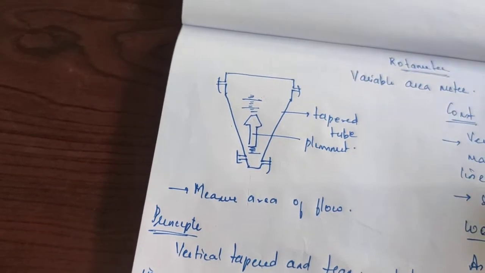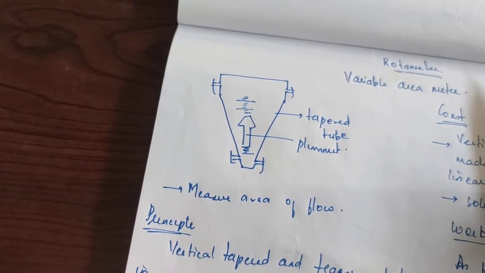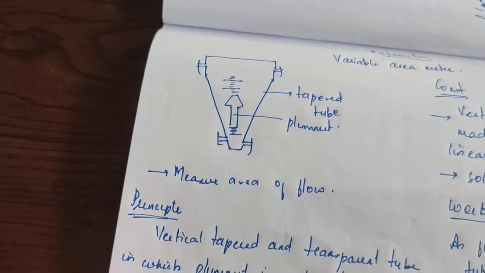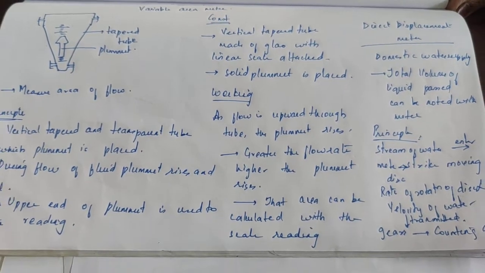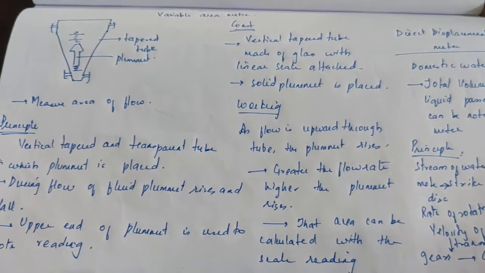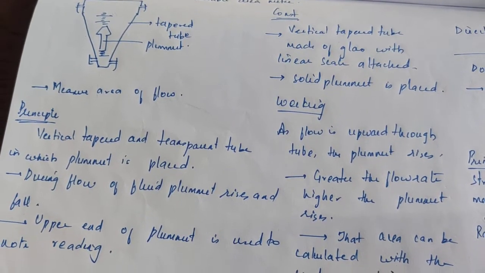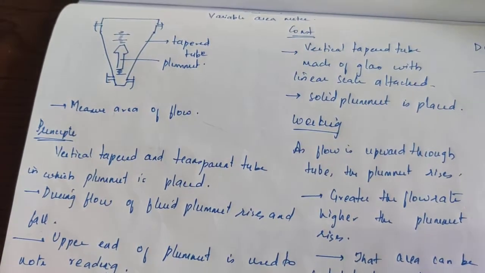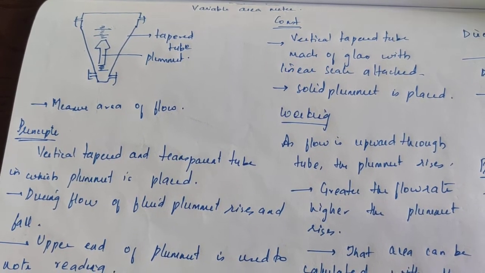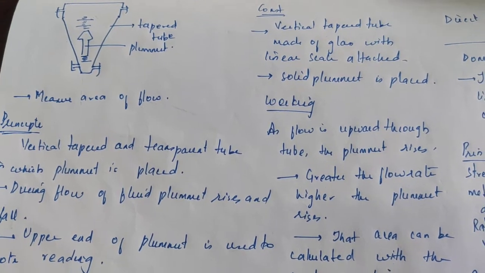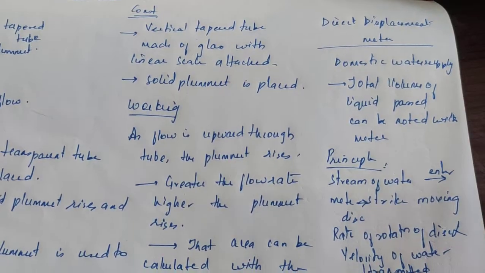Okay, so this is a basic equipment that is called as rotameter, also called as variable area meter. This is the construction and this is the working. Same construction, same working, but only small principle is there, that is traveling of flow of fluid, and the area is measured of that fluid. Okay. The next is a direct displacement meter.